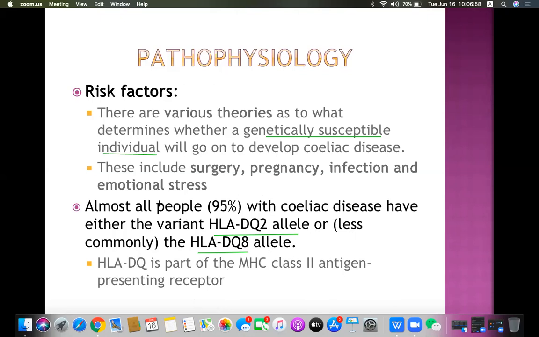There should be some precipitating or aggravating factor as well, and these are surgery, pregnancy, any infection in the body, as well as emotional stress. So they are just called triggering factors. The person already has the gene inside them and takes gluten containing food, but for the immunological reaction to happen, these triggering factors are needed.